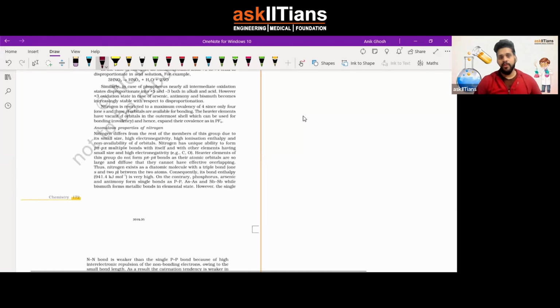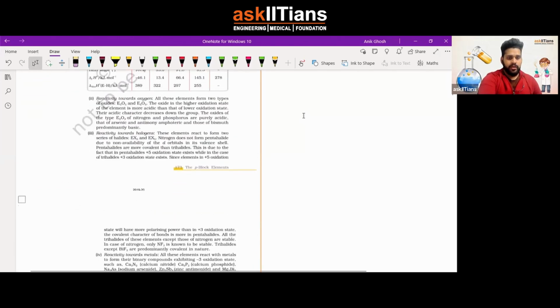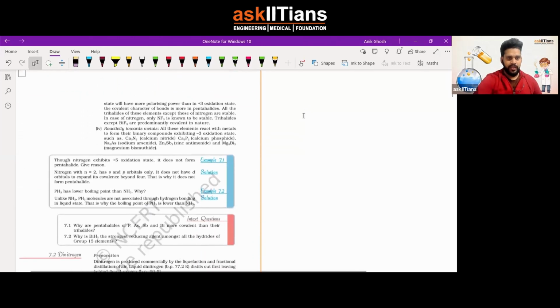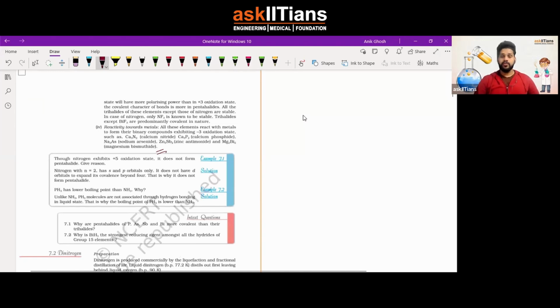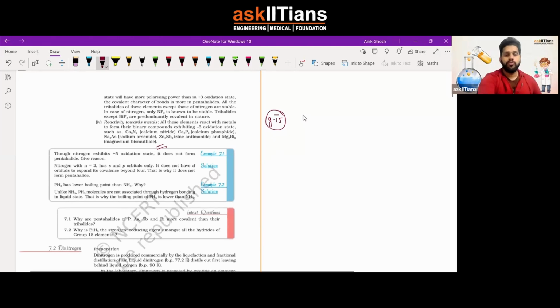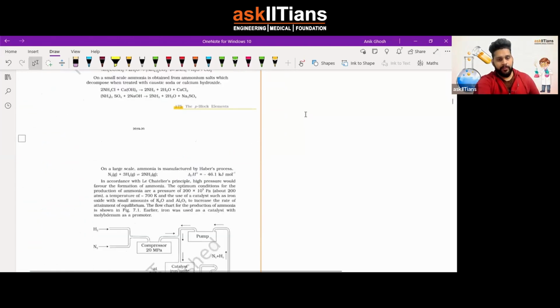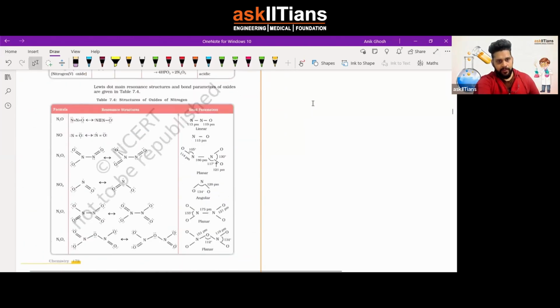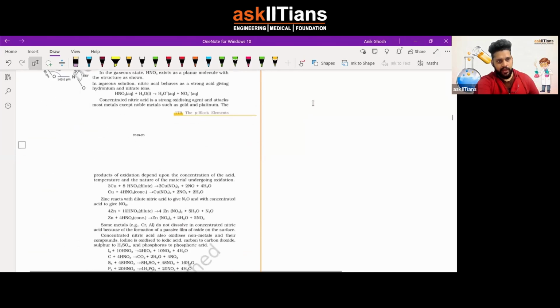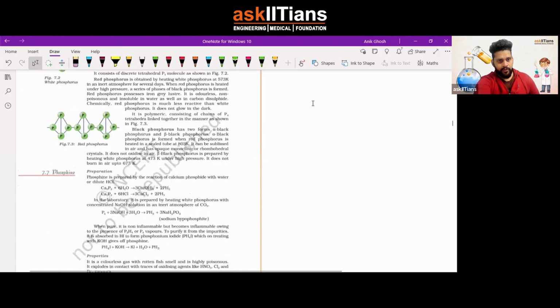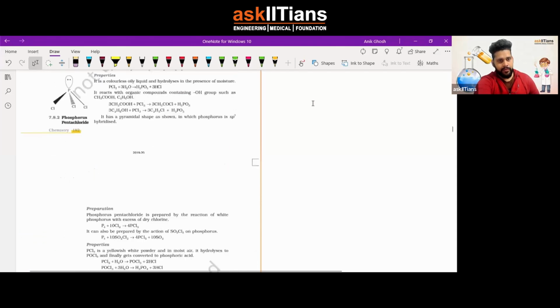Then after that, the anomalous property of nitrogen. This should be the last topic. So that gets over in here. This is what you have in your syllabus of JEE Mains for group 15. Now, similarly, if you go to group 16, I guess you got my point here. This is the nitrogen family, we're going to complete this today. Then we have the phosphorus family, phosphorus compounds, which I'm going to cover in the next video.